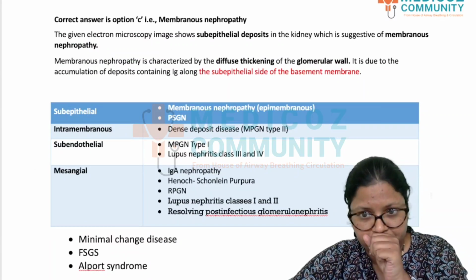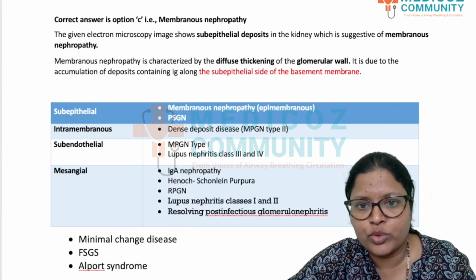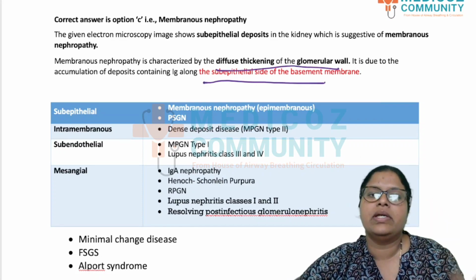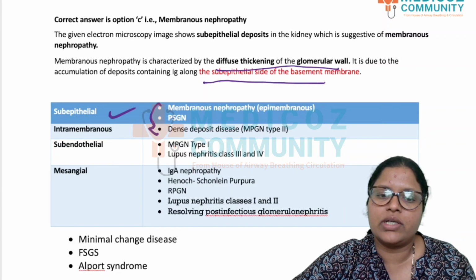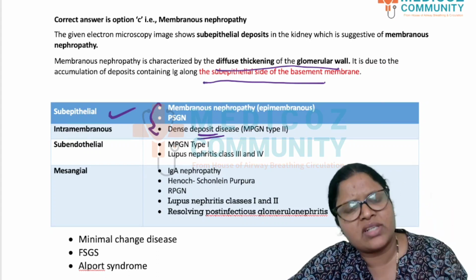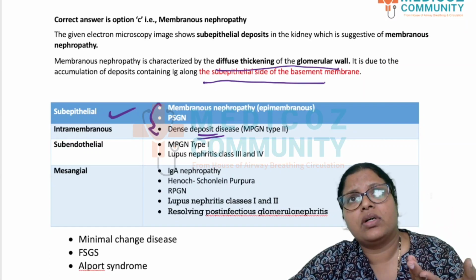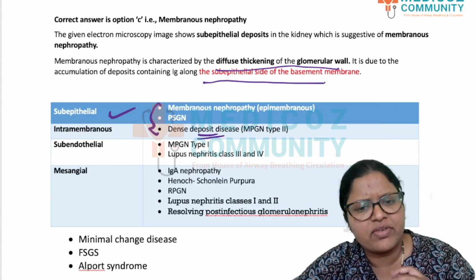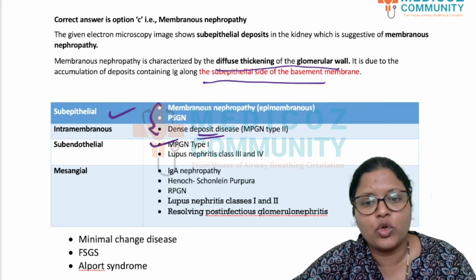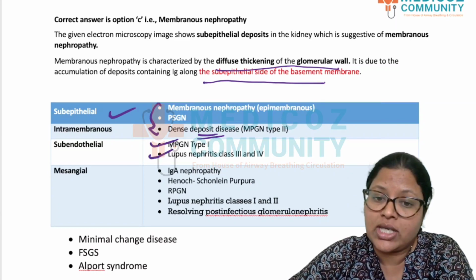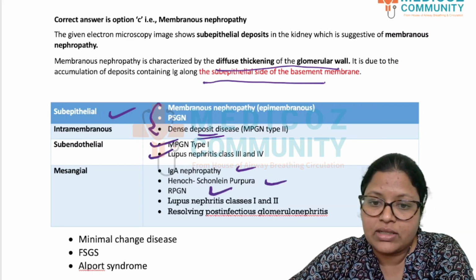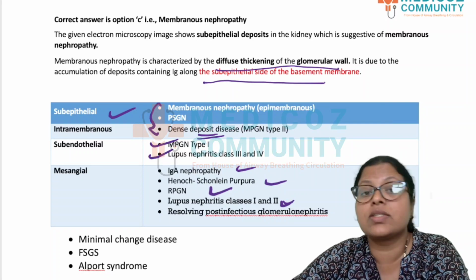Okay, now there is diffuse thickening of the glomerular wall and subepithelial deposits. Again, deposits where? Subepithelial, I told you, two conditions. Intramembranous is MPGN type 2 or your dense deposit disease. Where do you see tram track appearance? Where do you see humps? All these, every word is important. Okay? Subendothelial deposits in MPGN type 1 and lupus. Mesangial deposits in IgA, HSP, RPGN, lupus nephritis class 1 and class 2, and resolving PSGN.